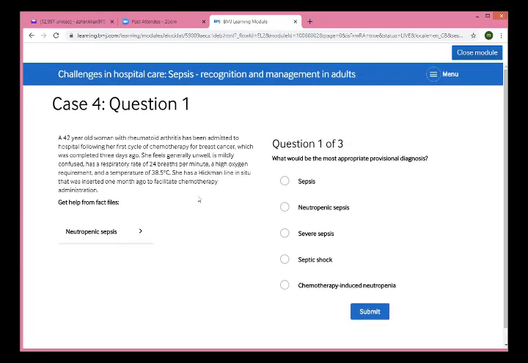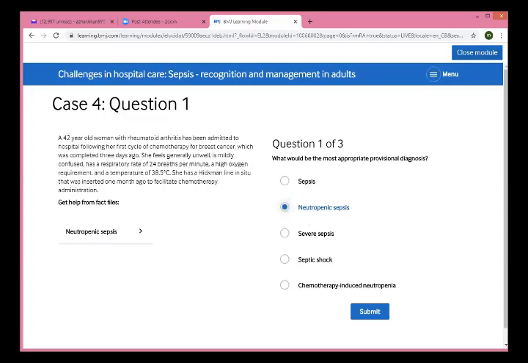So that's about the neutropenic sepsis. A 42 year old woman with rheumatoid arthritis has been admitted to the hospital. She has got pyrexia. So what is the most severe provisional diagnosis? Generally unwell. A Hickman line is situated there.